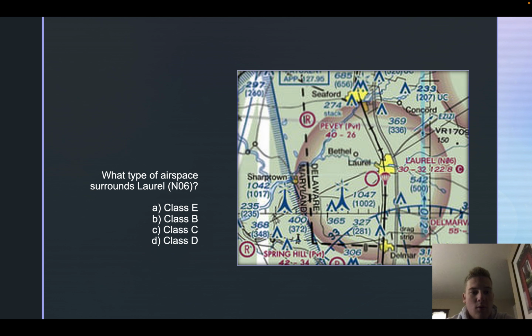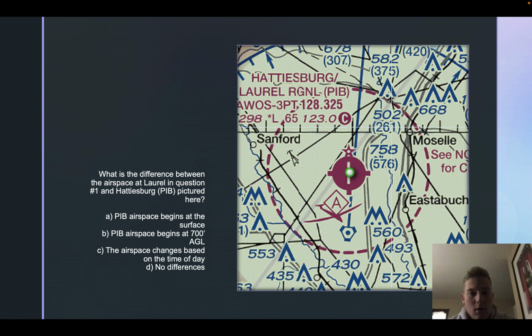So question one, we're looking at Laurel Airport, basically just asking what kind of airspace it is. That faded magenta line, is it class E, B, C, or D? Then we go over here. This airport is Hattiesburg. It's got the same magenta, but it's not faded. It is a dashed magenta. So what is the difference between this airspace and the airspace at Laurel that we saw in question one?